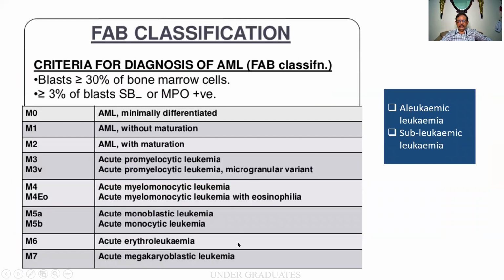This is a classification again. I would like you people to just memorize it. So they are all positive for Sudan black or myeloperoxidase. It is positive in the case of any myeloid cell from M1 to M4. And other things we had mentioned. So this particular classification, kindly learn by heart and mention.